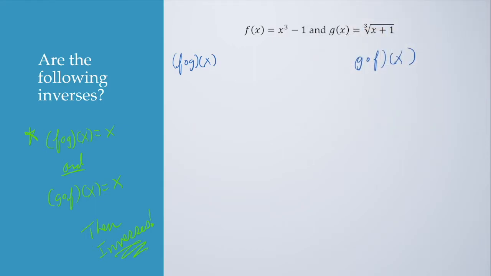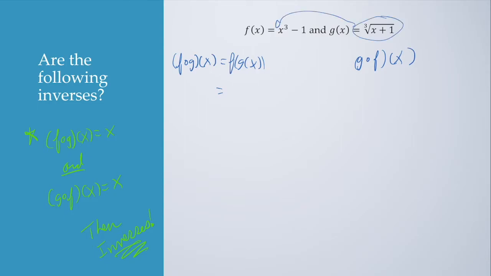So first I'm going to take f composed with g of x. By now we're really good at function composition. We aren't really focusing on the domain and ranges. We just want to see if these functions are inverses. So I'm going to take f of g of x. That is, I'm going to substitute in g of x for x.